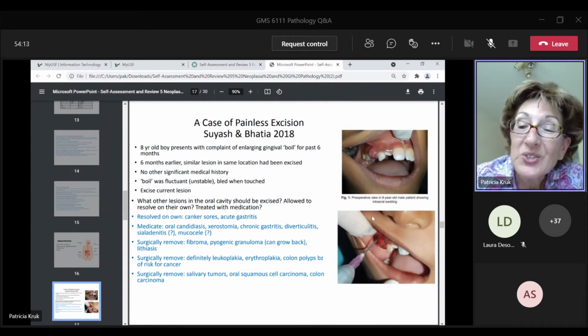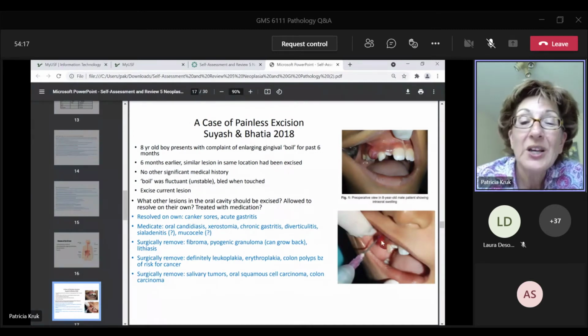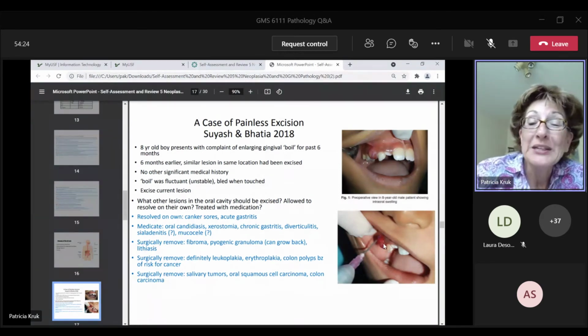And again, you can see it's very red, looks really painful to the touch. But when you touch it, because it's so vascularized, not surprisingly, it's going to bleed when it is touched. So they take this out again. Once again, they excise the lesion because there's really not much else you can do.